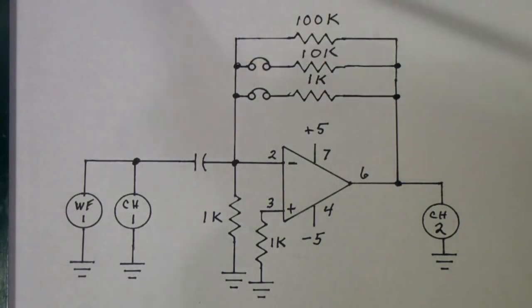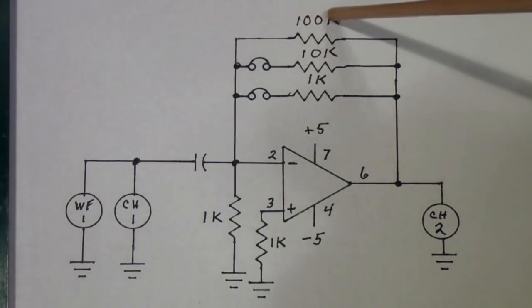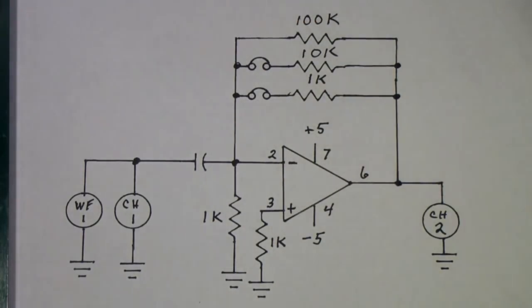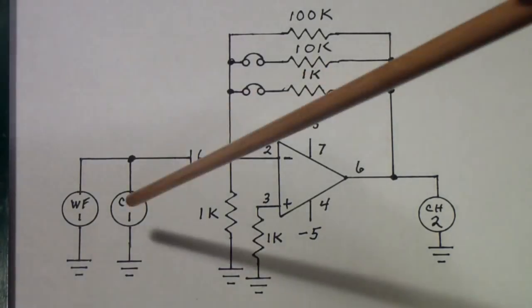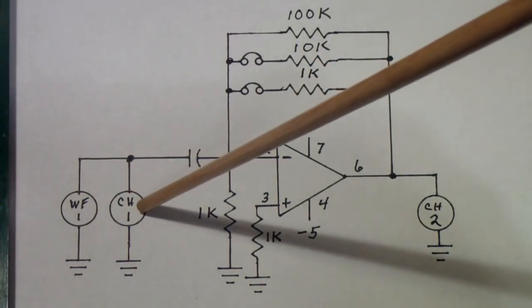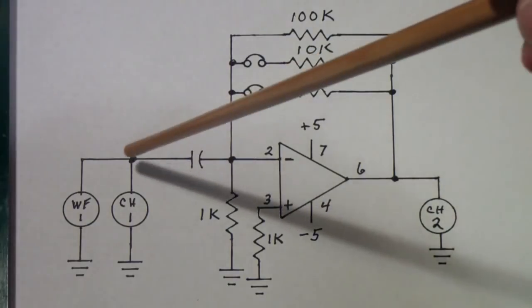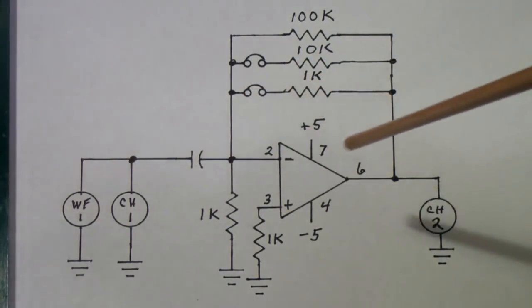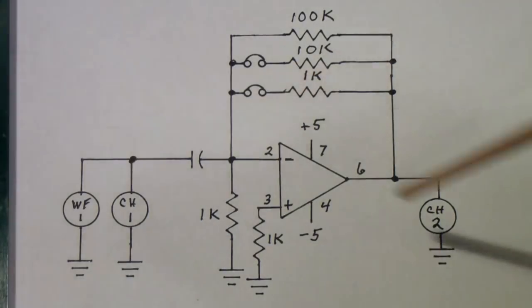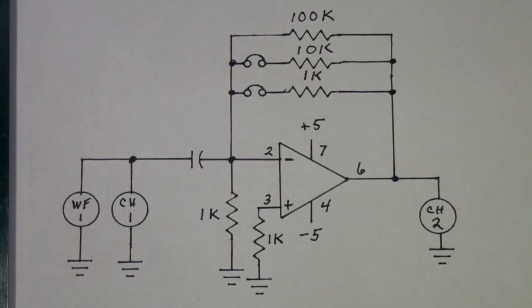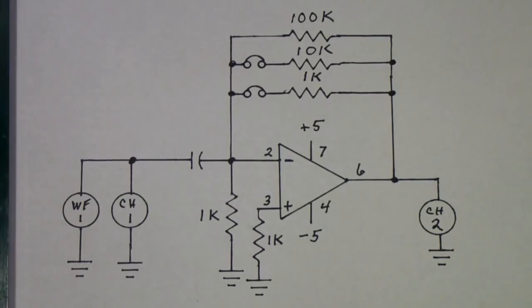Then when I pull this jumper, the stage gain will go up to 100 over 1, or 100. Once again, approximately. I have the waveform gen and channel 1 set up as the inputs so that I can run the network analyzer of the Analog Discovery, which is one of the relatively unique features of the Analog Discovery. It's hard to do this kind of network analysis with an ordinary oscilloscope and a function gen.